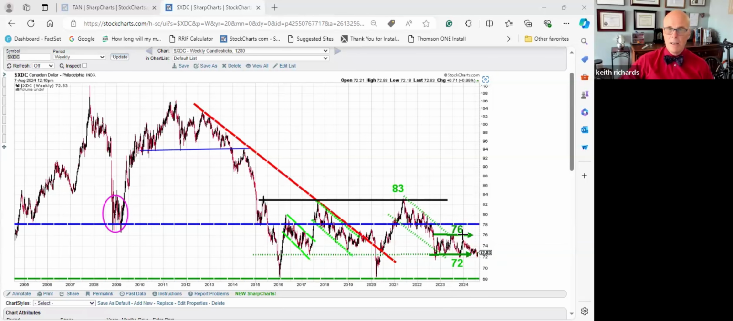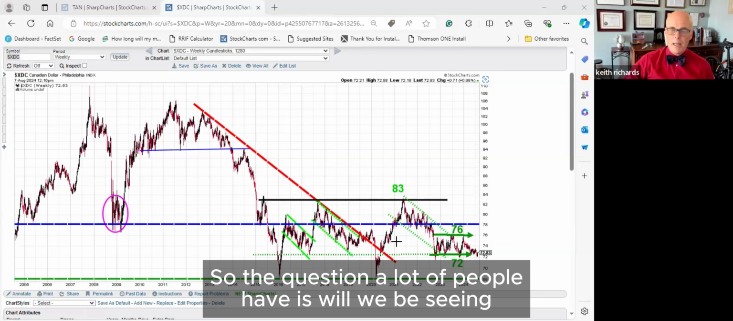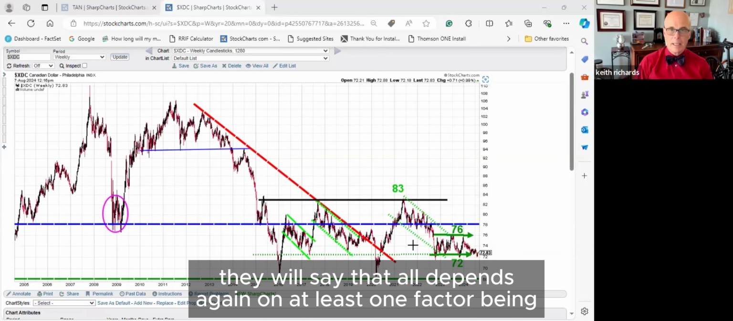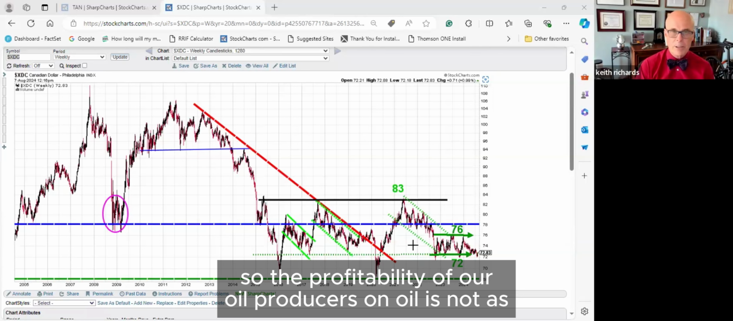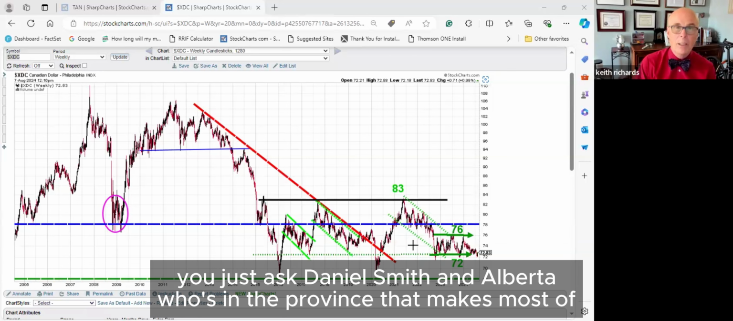As you can see, I've annotated on today's chart. So the question a lot of people have is, will we see the Loony go back up again from this juncture? Well, that all depends on at least one factor, being the price of oil. Again, we don't have a very cooperative government, so the profitability of our oil producers is not as good as it used to be when you have a government that's fighting you. Just ask Danielle Smith in Alberta, the province that makes most of our oil.